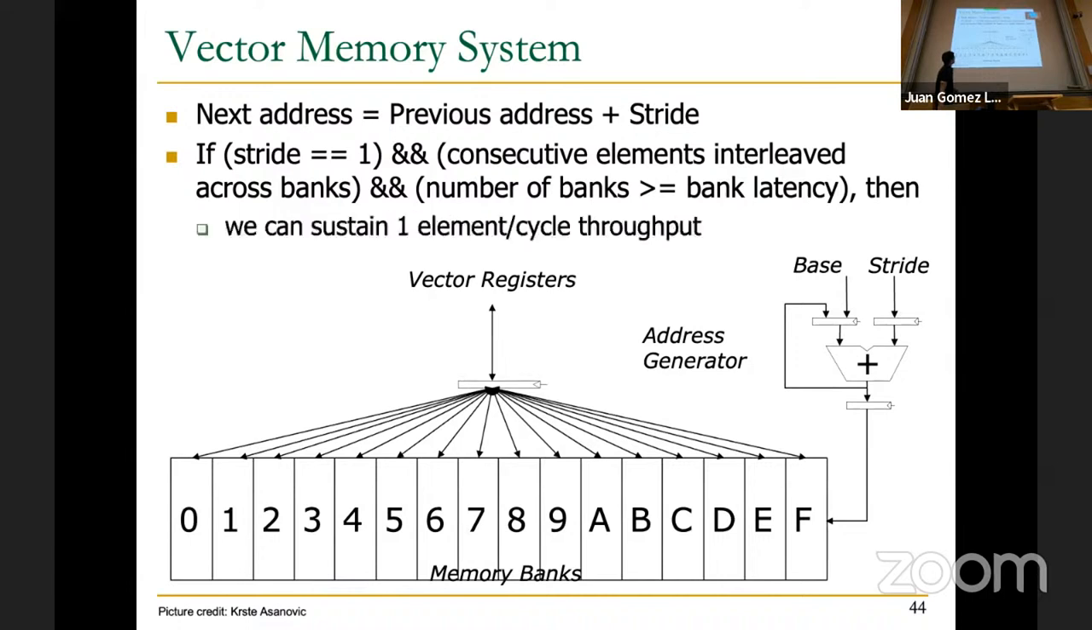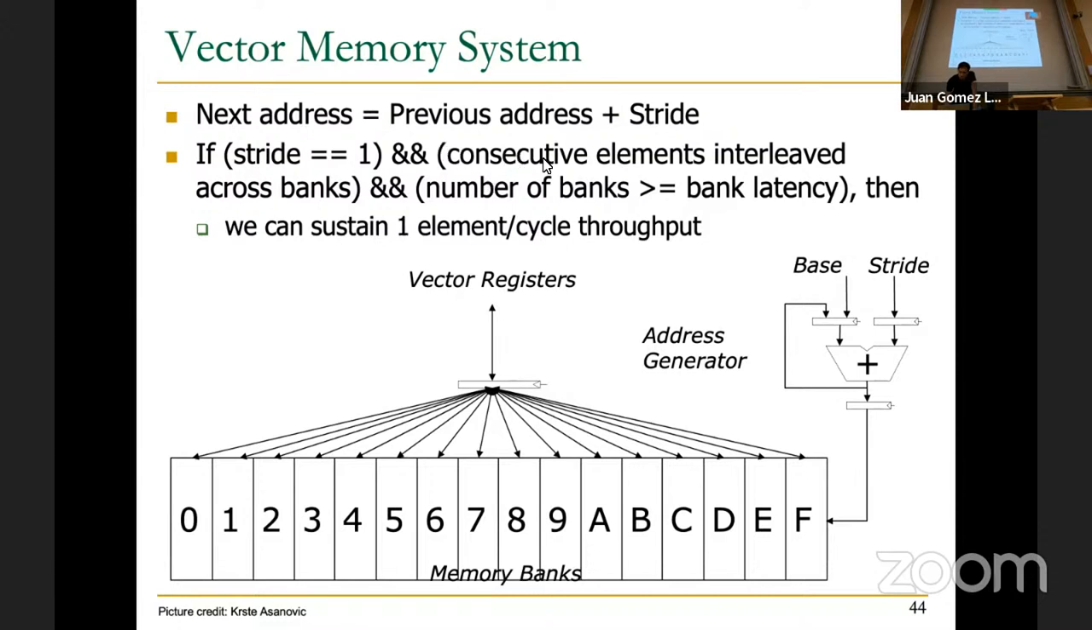Here you have the conditions that must be satisfied in order to be able to sustain one element per cycle. In the simplest case, we are assuming a stride equal to one.